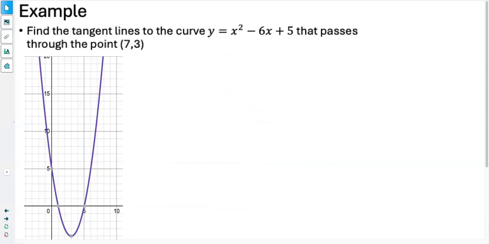Okay, next example, we want to find the tangent lines to the curve y equals x squared minus 6x plus 5 that pass through the point 7, comma 3. So essentially, we're given a point that's 7, comma 3, and we want to find equations of our lines that pass through that and are tangent to our original graph. So we'll have two lines, something like that. So we're probably solving for two different tangent lines.